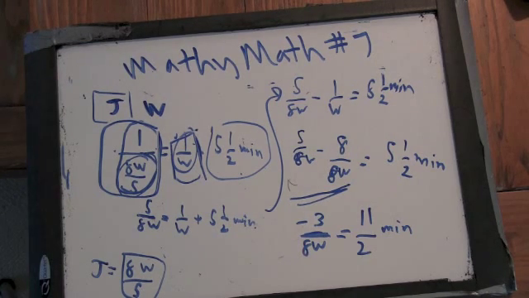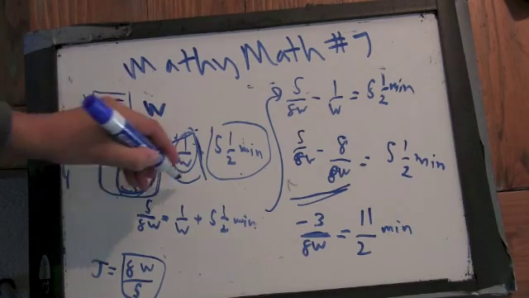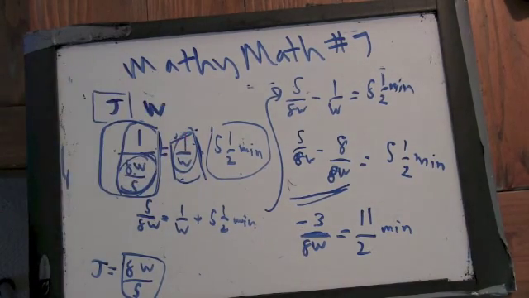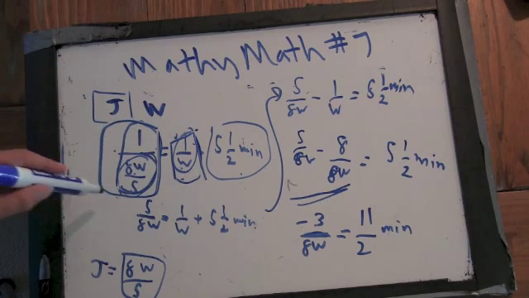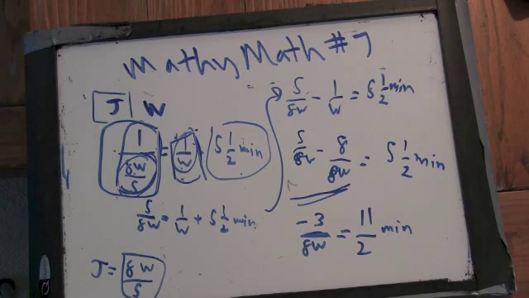Okay, so what does that mean? That means this fraction is smaller than this fraction because this denominator is bigger than this denominator. Okay, but what does it mean in English? Not in math. Well, the time it takes her to jog a mile is smaller than the time it takes her to walk a mile.